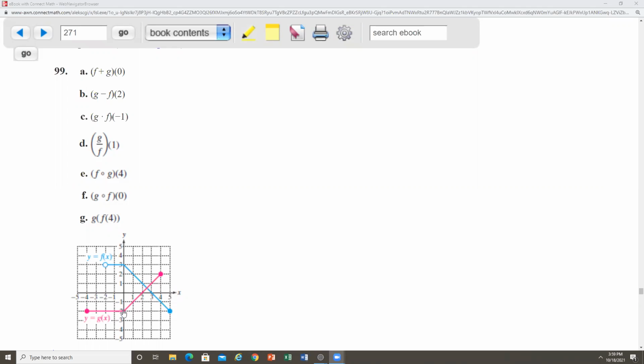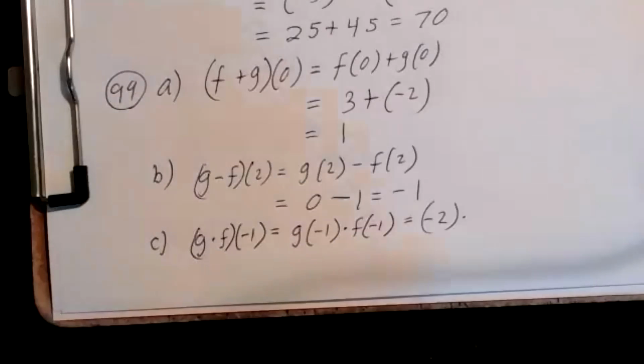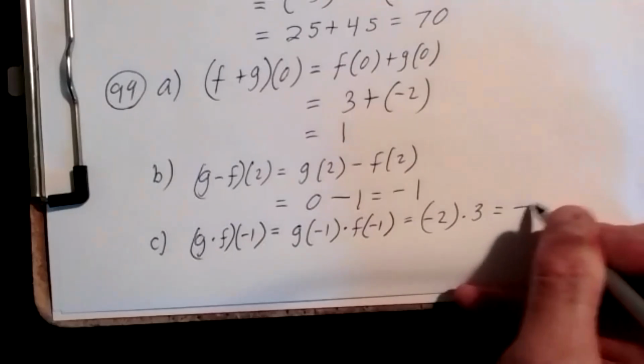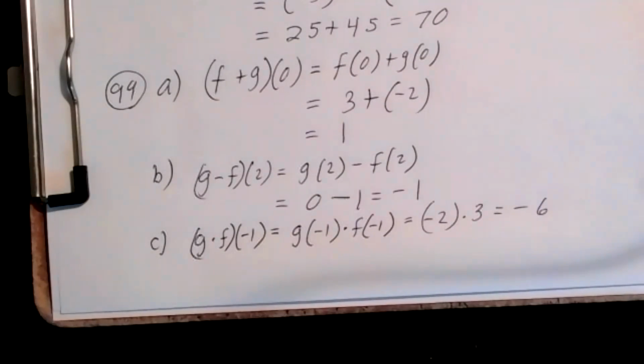Times what's f of -1? 3. Go to the x-axis at -1, go up and strike the blue graph at a point. What's the y coordinate of this blue graph? 3. So f of -1 is 3. You put -1 in the function f of x, it gives you out 3. So therefore, we have -2 times 3. Your answer is -6 for part C. G times f of -1 evaluates to -6.